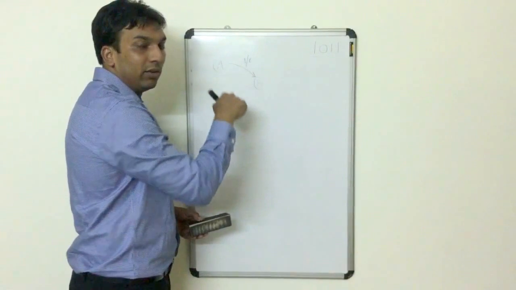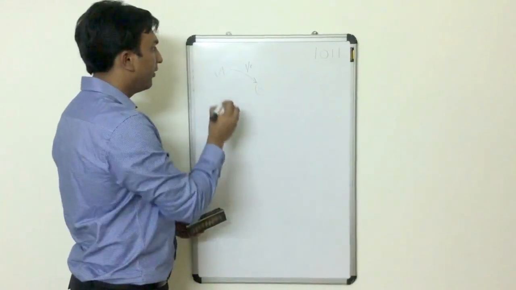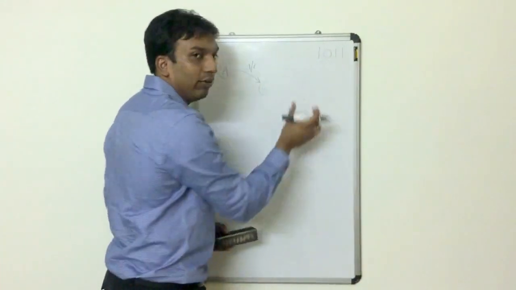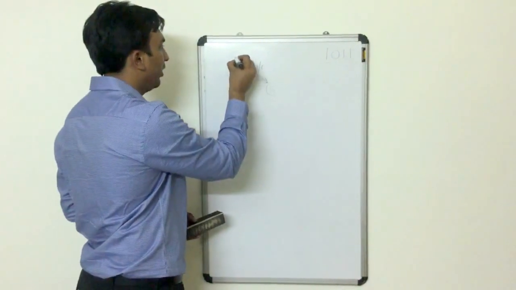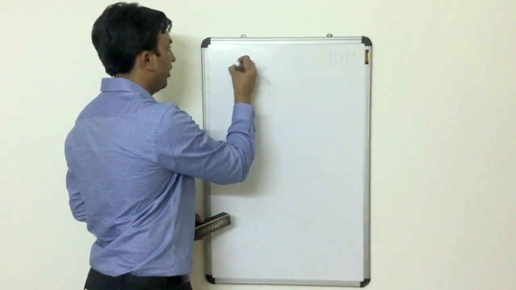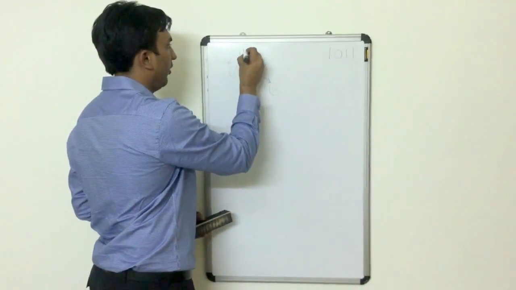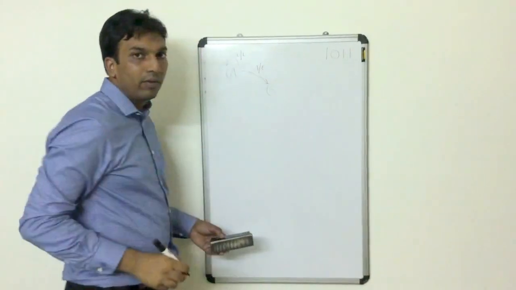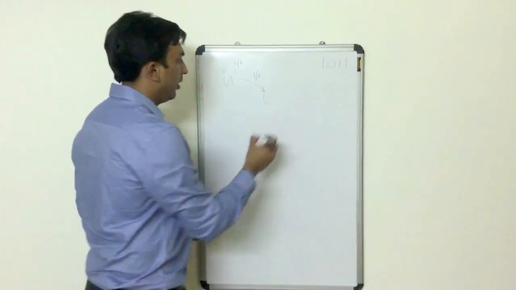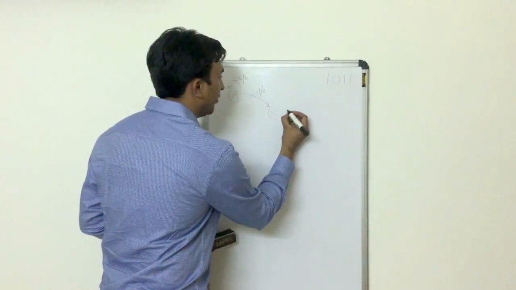But if we get a 0 in the initial state itself, our pattern cannot be completed at all, so we will stay in this state itself, and we will wait for input as 1. Now this is the state where 1 has been detected.